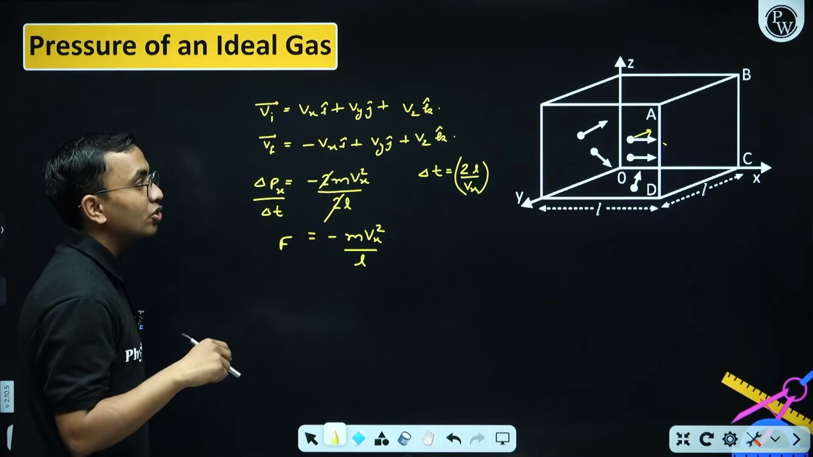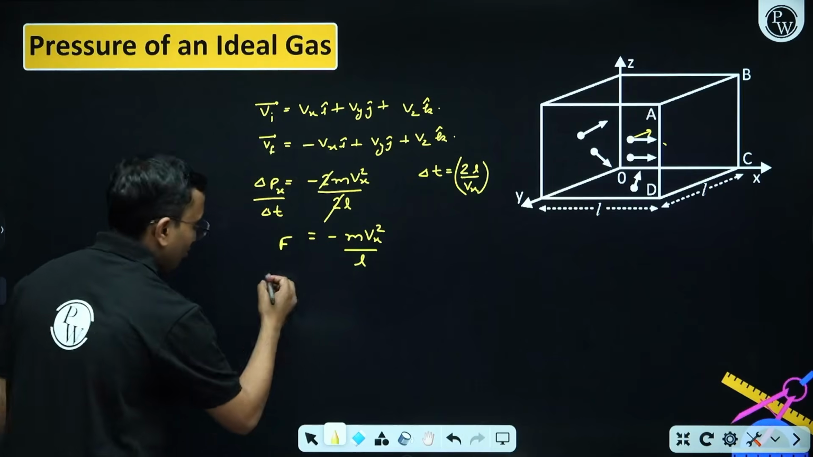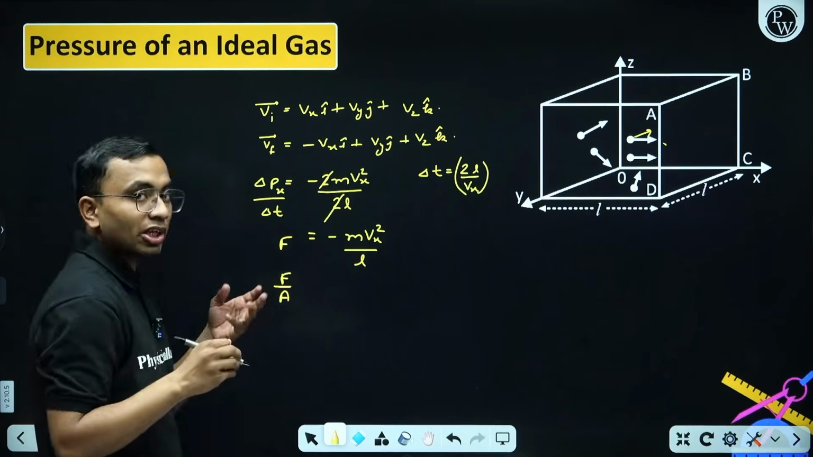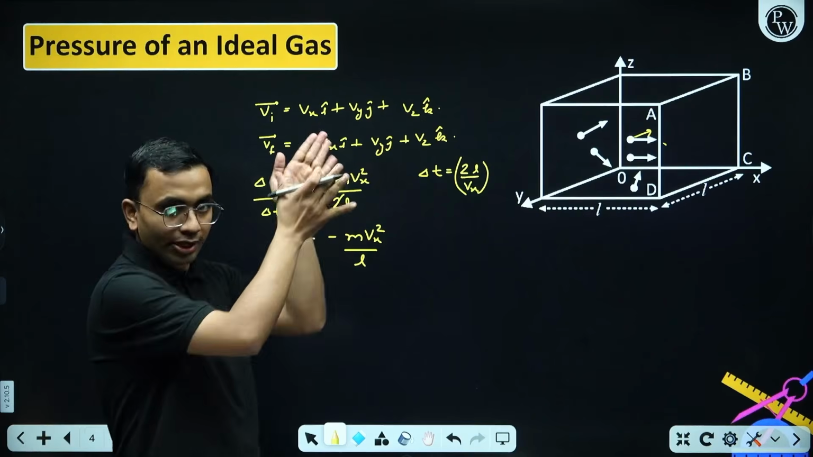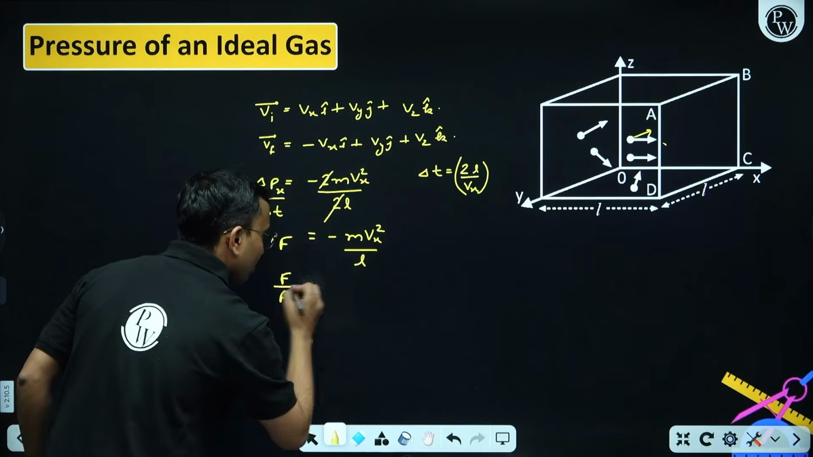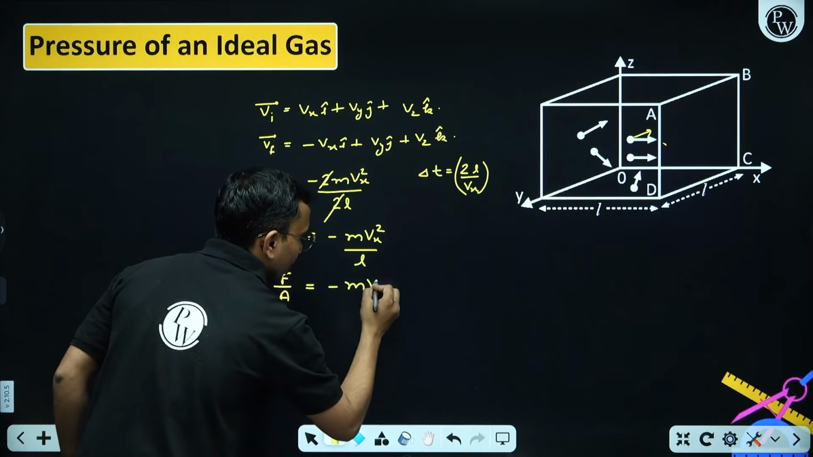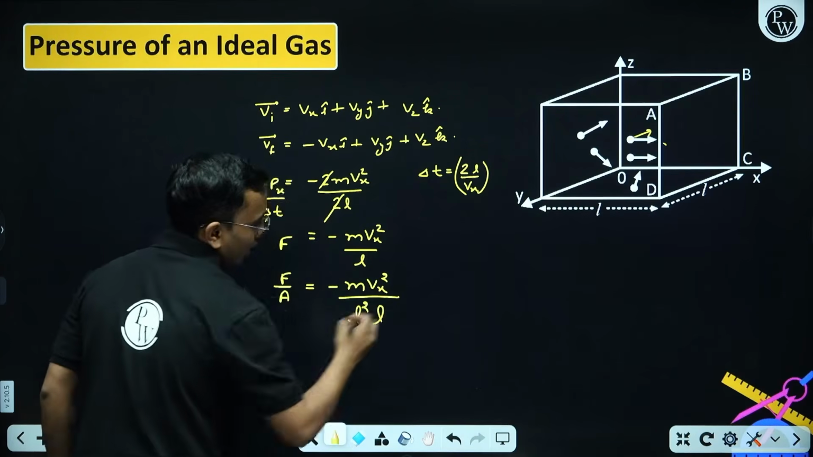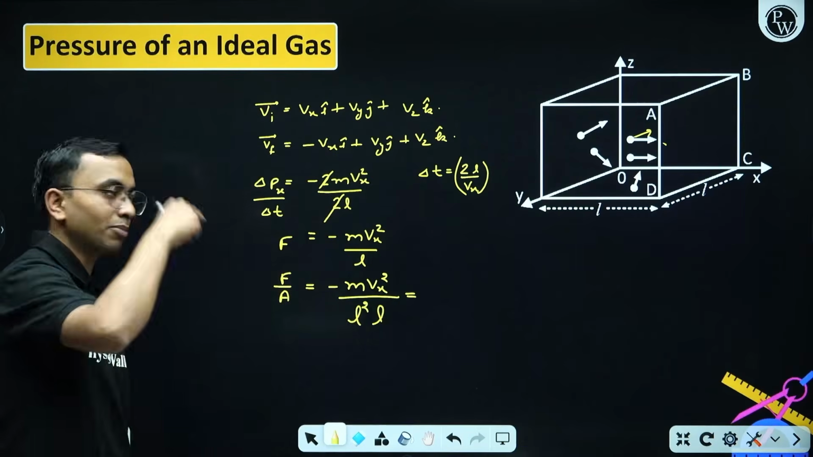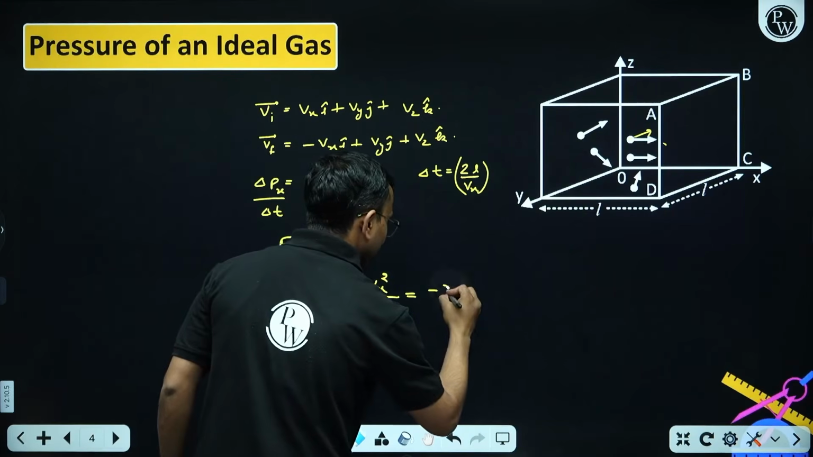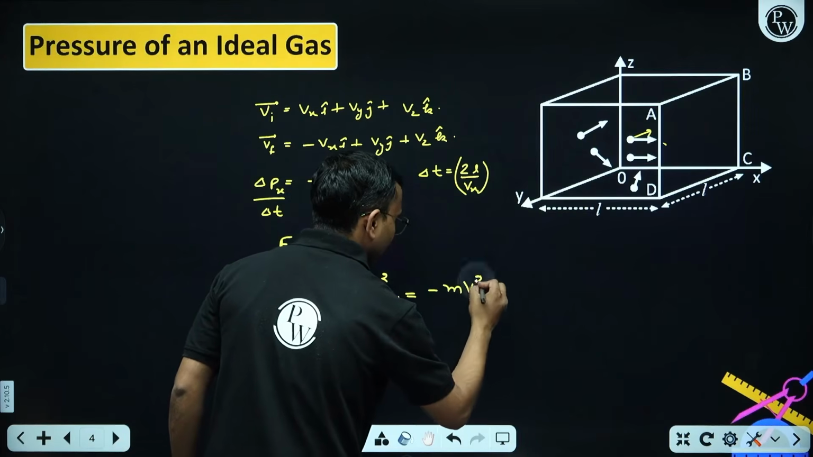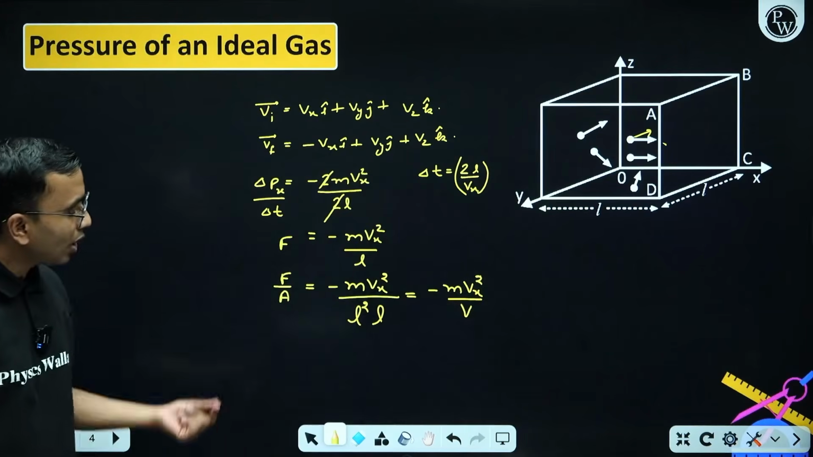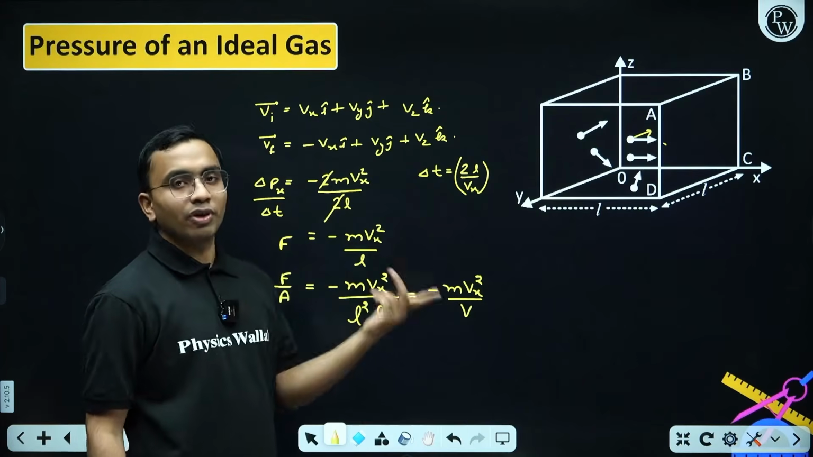Now if I ask you how much is the pressure, you'll say force divided by the area. Pressure is force divided by area. This much will be the pressure contributed on this surface. So how much is that? That will become mVx square divided by the area, L square, into L here. What is L square into L? That is L cube, that becomes my volume. So this becomes minus mVx square divided by the volume. This is the pressure due to one molecule.